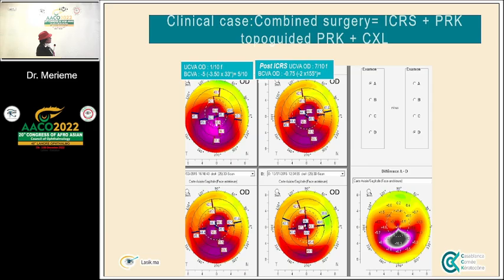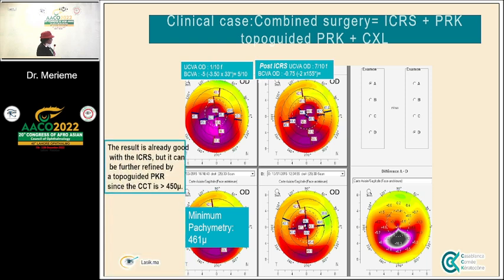So with corneal ring now the visual acuity is better, and we have a pachymetry at 461. The result is already good with the intracorneal ring, but it can be further refined by a topography-guided PRK since the CCT is more than 450. So this is post topo-guided PRK, and corrected visual acuity is 10/10, and this is the differential map with the two techniques, first by intracorneal ring and after by PRK.